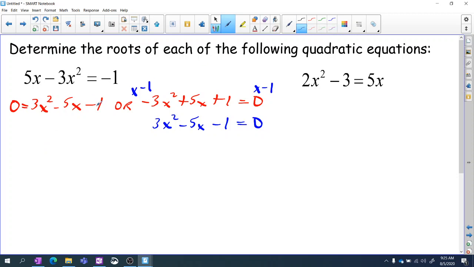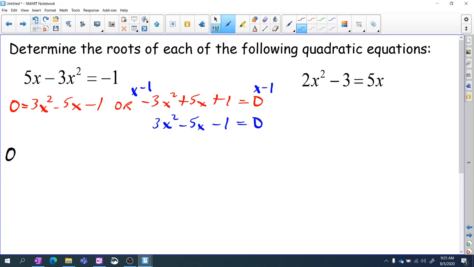3 times negative 1, so it's a hard trinomial, negative 3. No way to multiply to get negative 3, add to get minus 5. Now this one's going to be a bit uglier because we're going to have a lot of fractions on the go, but we're going to expect that of you in a pre-calc course. So here we go. Let's see what we can do with this.